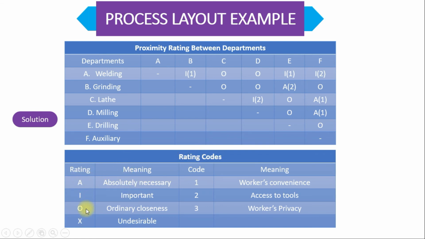We can also see that not all the rating codes were used. We have six of them, but we used only four over here. I found that some of them weren't necessary in this case, so I just took them out. So that is it for the first part. We came up with the proximity rating between the departments, or what is called groups in this case.